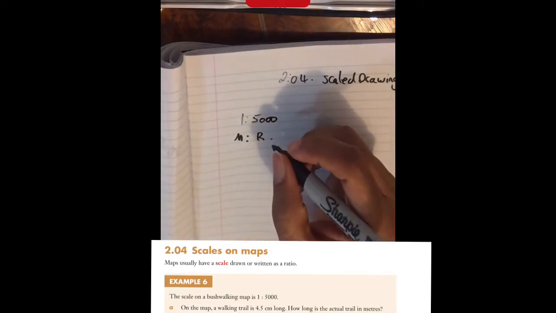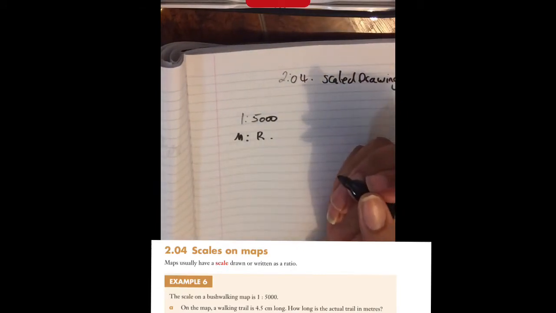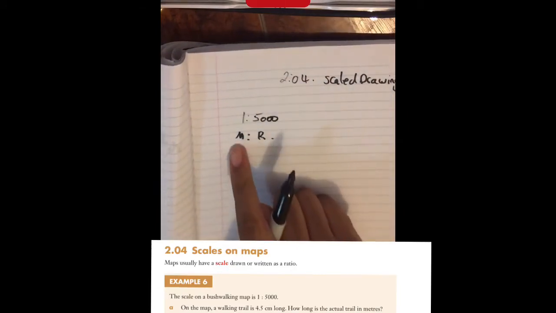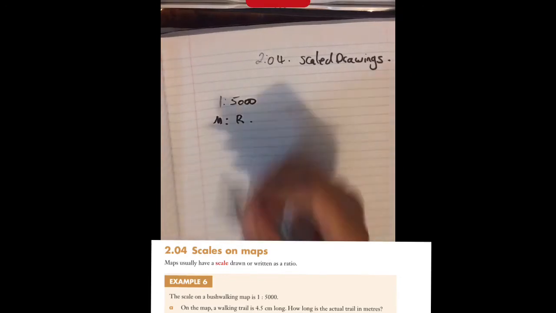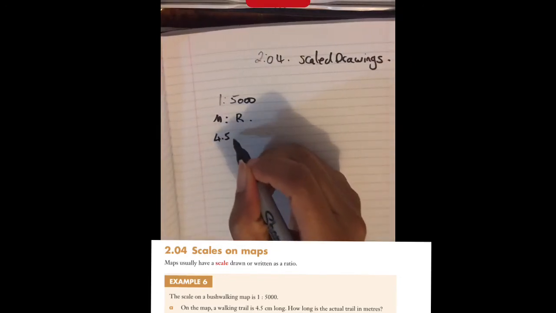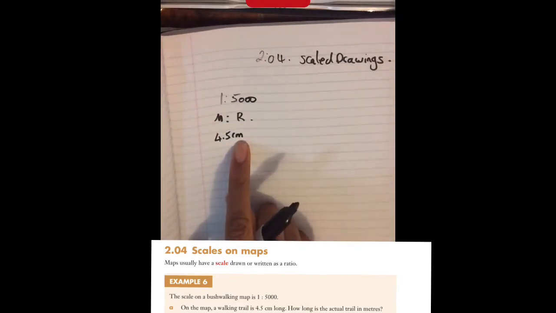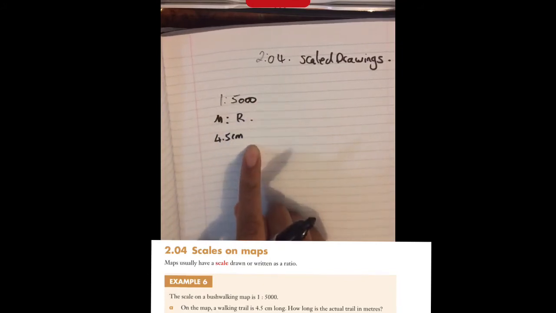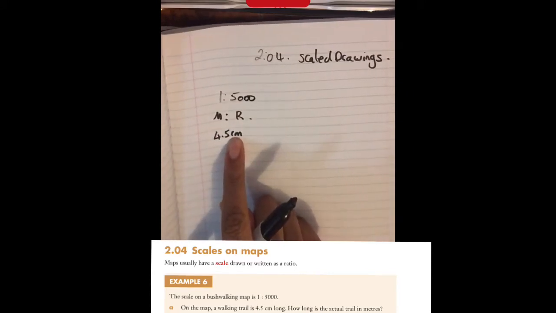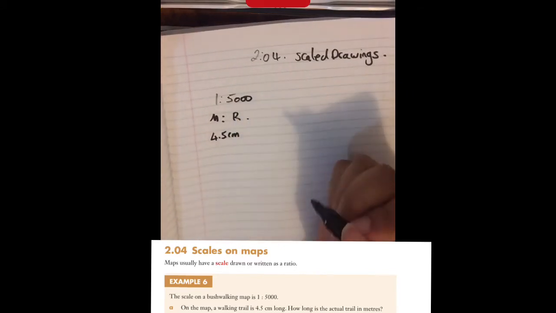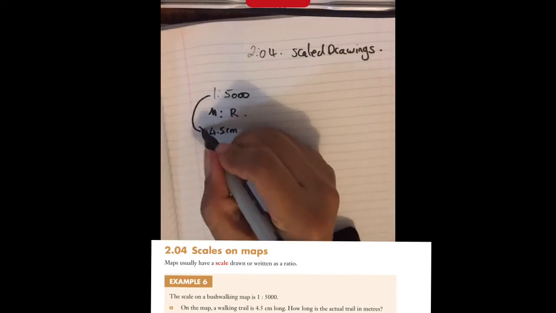Okay, so what do they ask you? What have they given first? 4.5 centimeters. Is that map or is that real? Map means something drawn on a piece of paper. It's definitely a map. And I'm going to put a measurement there because it's important, because we're dealing with measurements now and they have given us the measurement. And whatever real comes out with, it's going to be in the same units that they've given us.